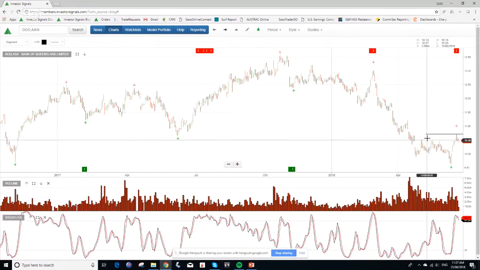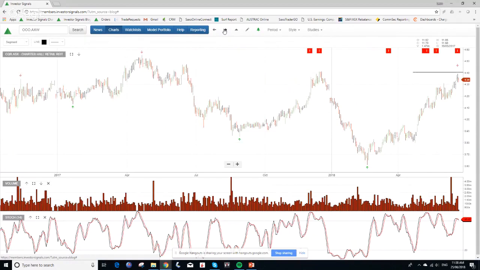Bank of Queensland, as I was explaining, the banks have gone through a bit of a short squeeze, and we think that the rally is not a change in longer term trend for them. So you can think about opportunities on the short side with stop losses above the recent sell signal there in BOQ.